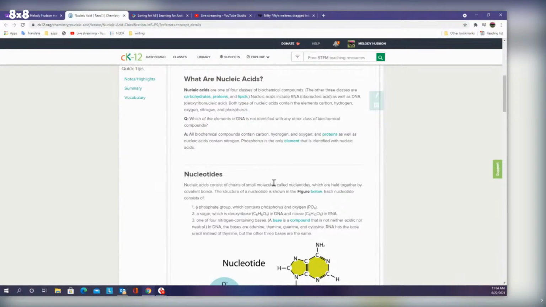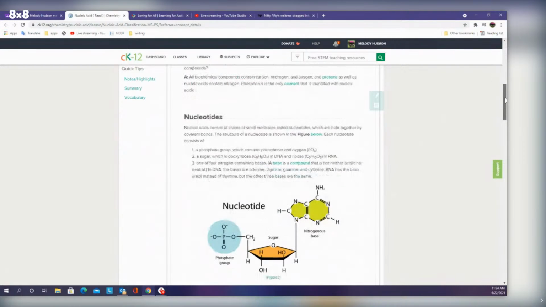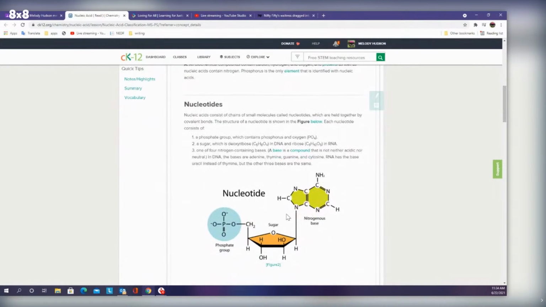So, which of the elements in DNA is not identified with any other class of biochemical compounds? All biochemical compounds contain carbon, hydrogen, and oxygen, and proteins as well as nucleic acids contain nitrogen. Phosphorus is the only element that is identified with nucleic acids. Nucleotides. What are nucleotides? They are chains of small molecules, and they're held together by covalent bonds. Oh, Lord, what is she talking about?